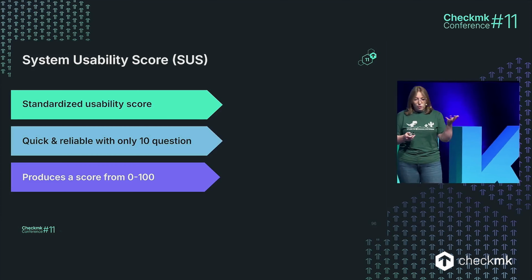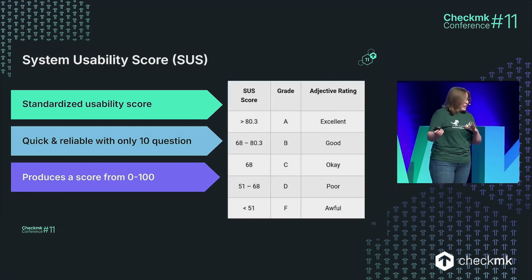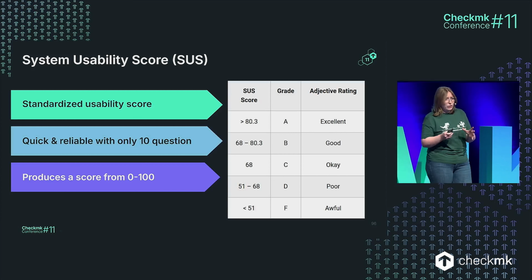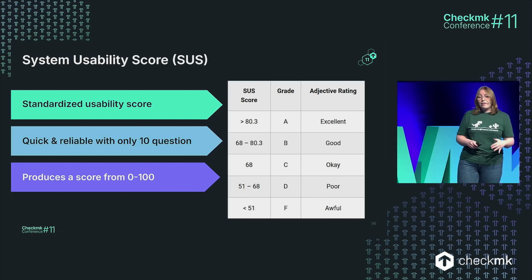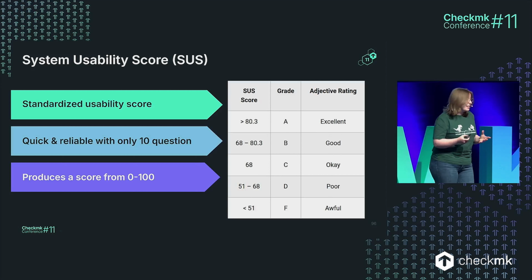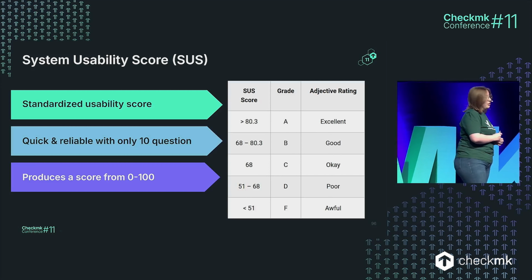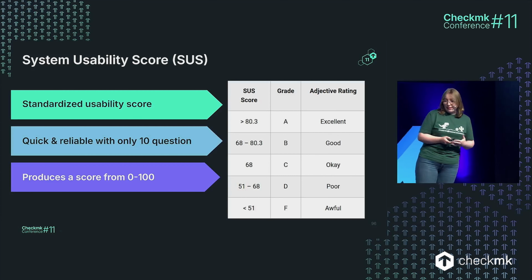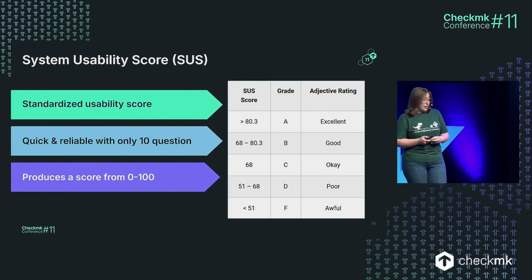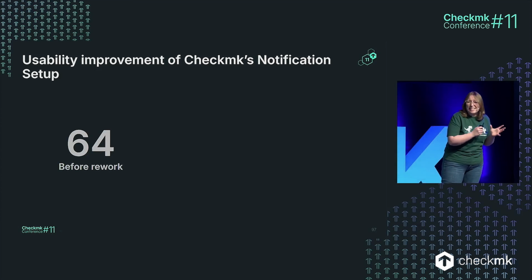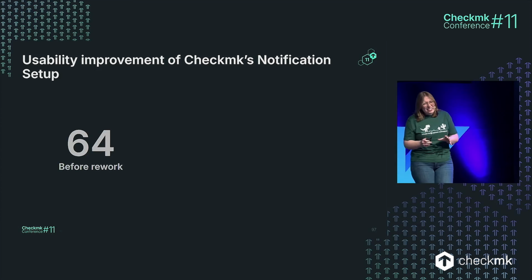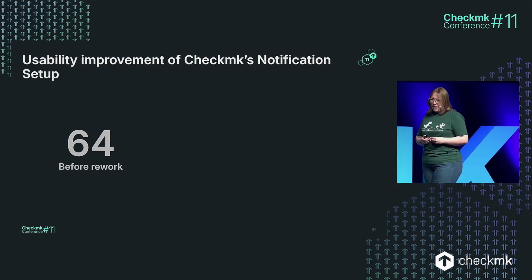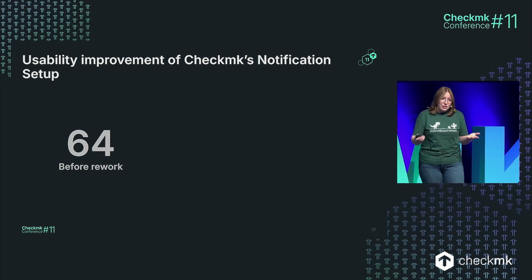I was very happy, scores are like that. And here on the right side, you can see how those scores translate into grades. Everything below a 51 is considered awful, while everything above an 80.3 is considered excellent. We also collected the SUS score in the benchmark usability test. So we had a really good starting point. And the starting point was 64. It is not really awful, but it's pretty close. It is the second worst grade, poor. Or, as you might say, there was lots of room for improvement.